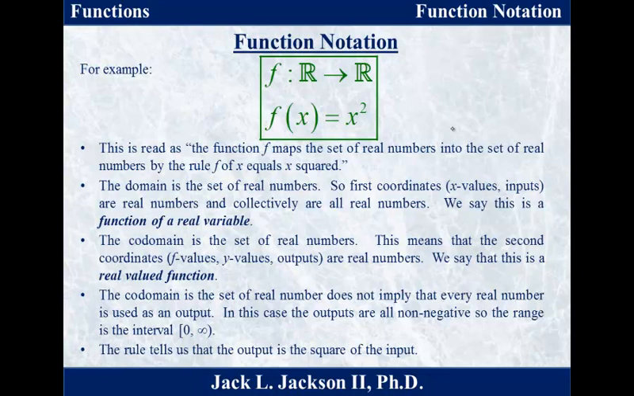Now, notice that the domain is all real numbers, so all real numbers get used. The codomain is a set of real numbers, but that does not imply that every real number is actually used. In this case, when you square a real number, you always get 0 or a positive, but never a negative. So the outputs are all the non-negative real numbers, so the range is actually the closed interval from 0 to infinity, bracket 0, comma, infinity, open parenthesis. So the rule tells us that the output is the square of the input.